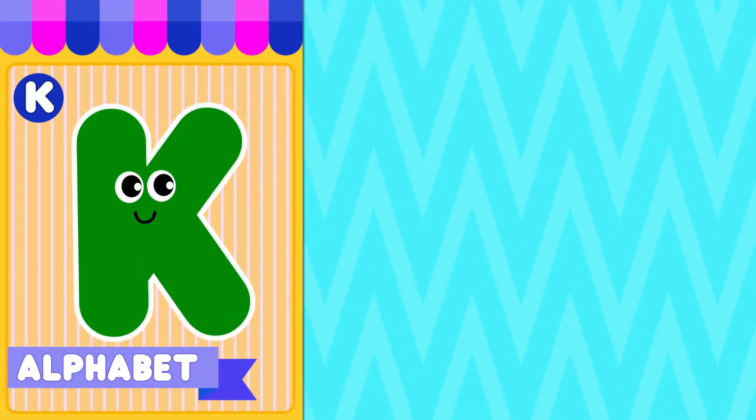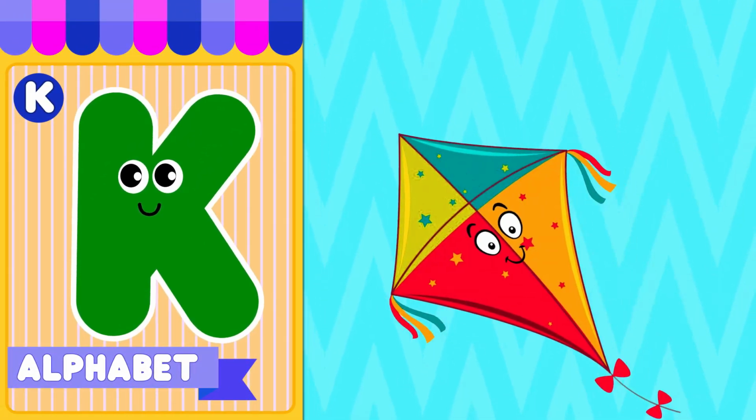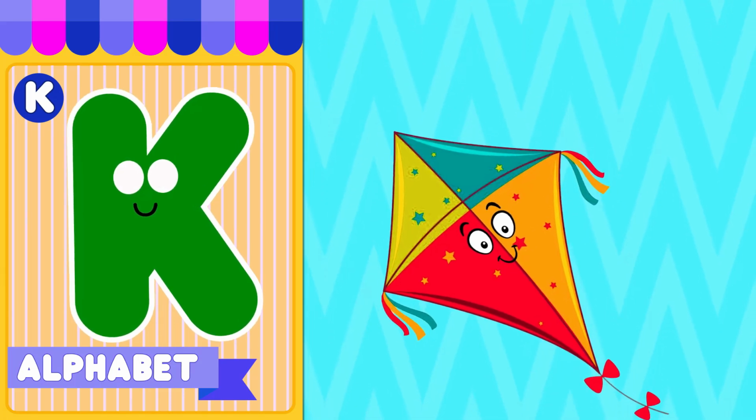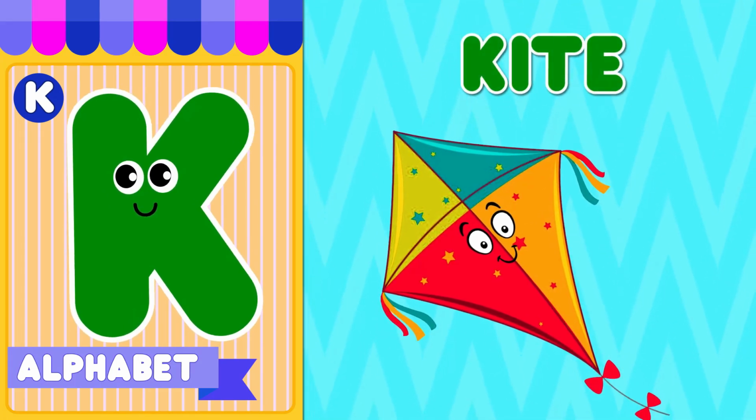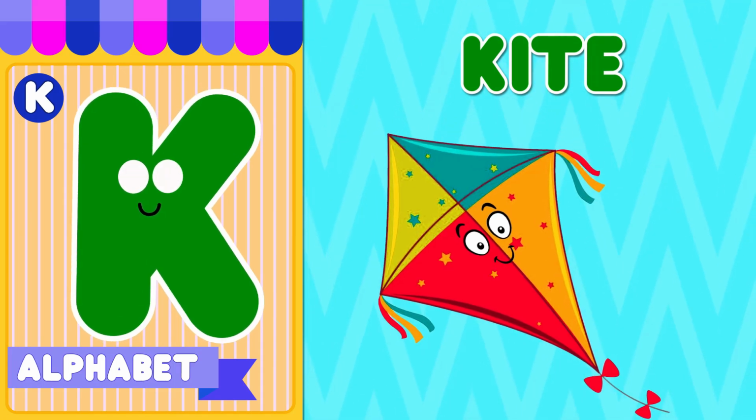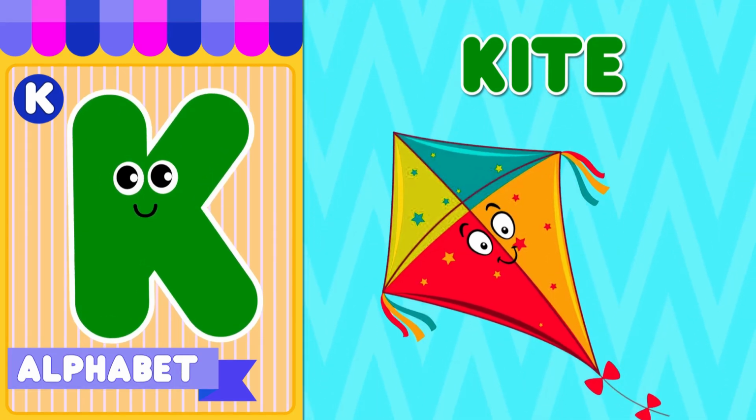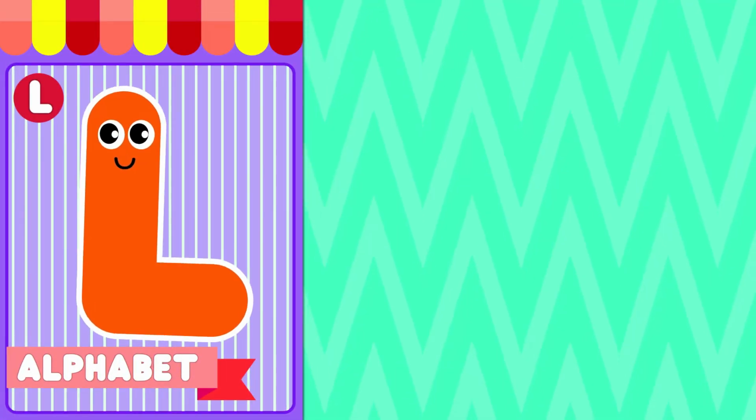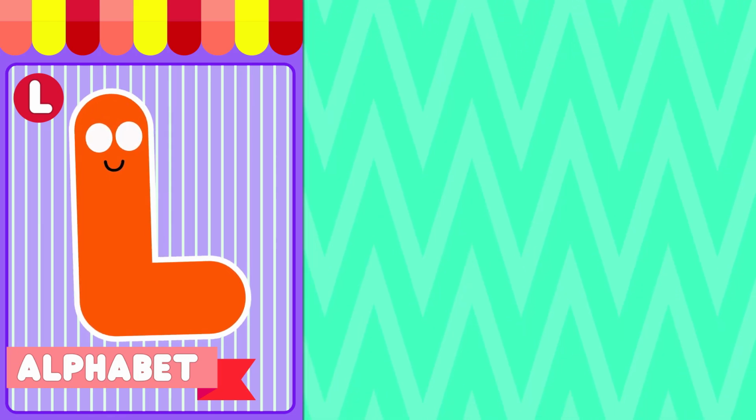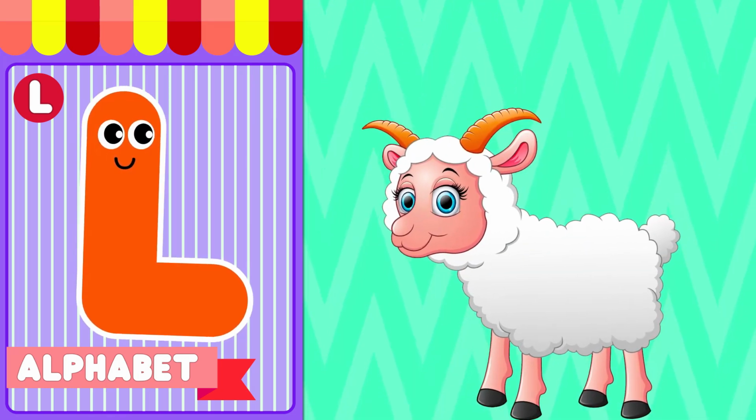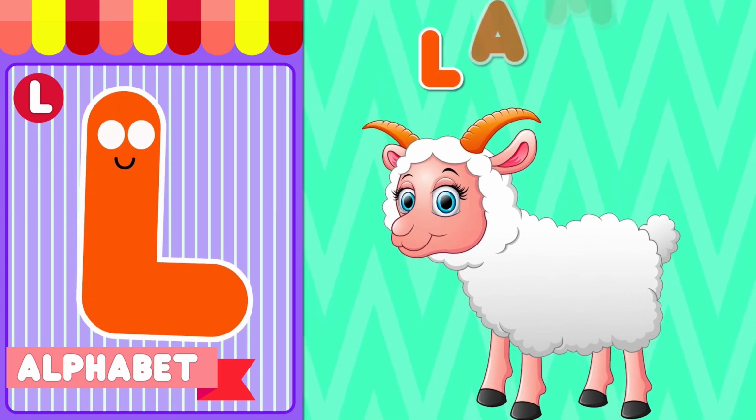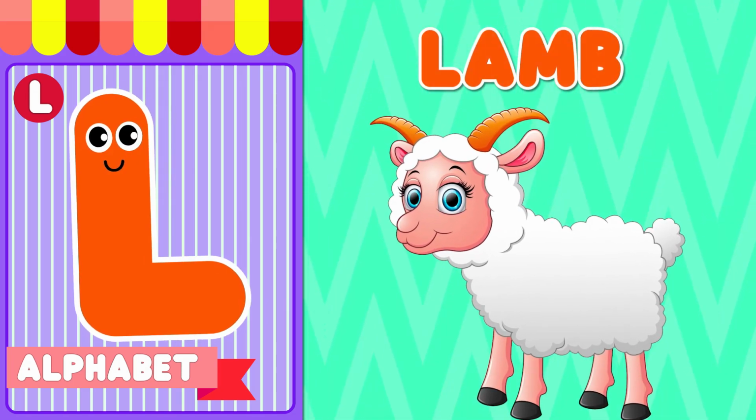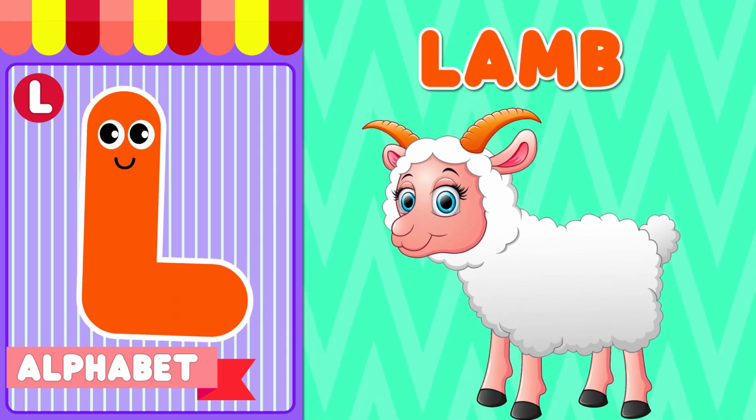It's the alphabet K. K for kite. Kite. K for kite. It's the alphabet L. L for lamb. Lamb. L for lamb.